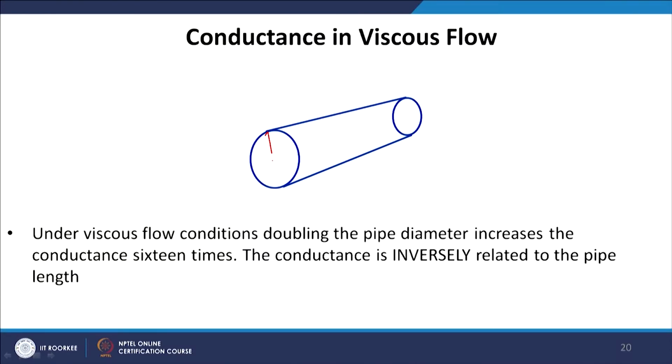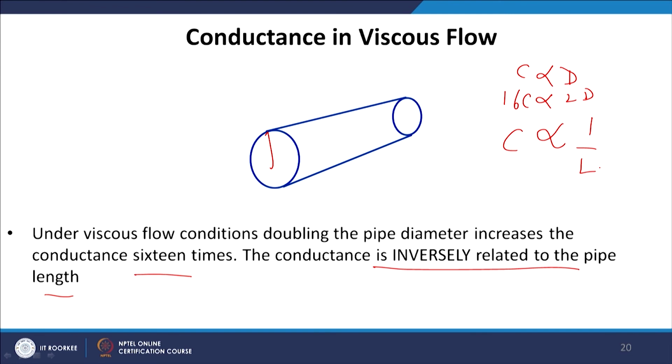Under viscous flow condition, doubling the pipe diameter. So, this is the diameter, right. If you double the diameter of the pipe, that increases the conductance 16 times. So, the conductance is inversely related to the pipe length. If you increase the diameter d to 2d, so the conductance, if it is C for d, now it is 16 C, and the conductance is inversely proportional to the length of the pipe. So, this is the condition under the viscous flow, but for the molecular flow it will be different.